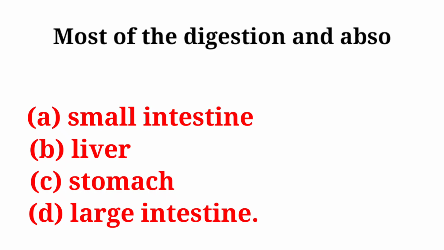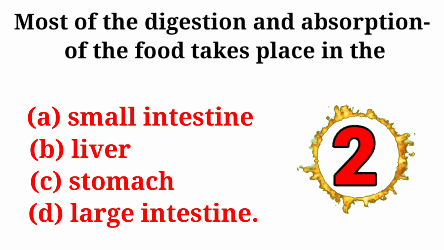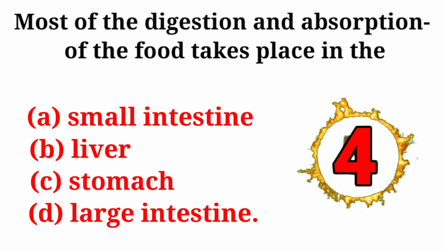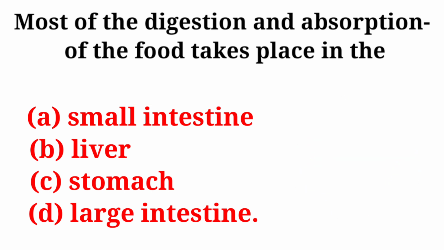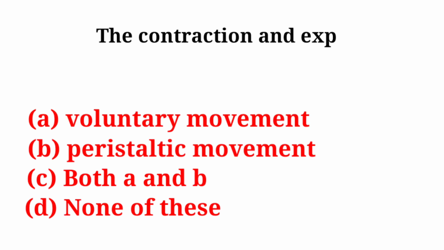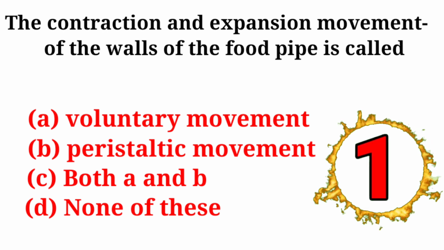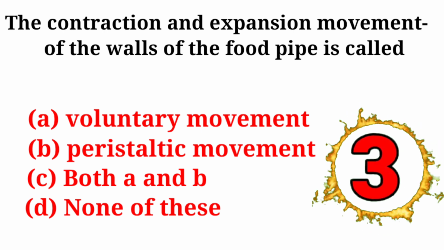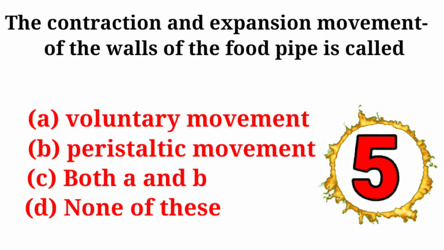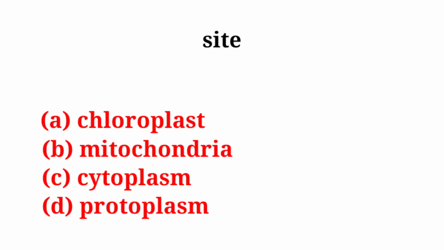Most of the digestion and absorption of the food takes place in the? Correct option is small intestine. The contraction and expansion movement of the walls of the food pipe is called? Correct option is peristaltic movement.